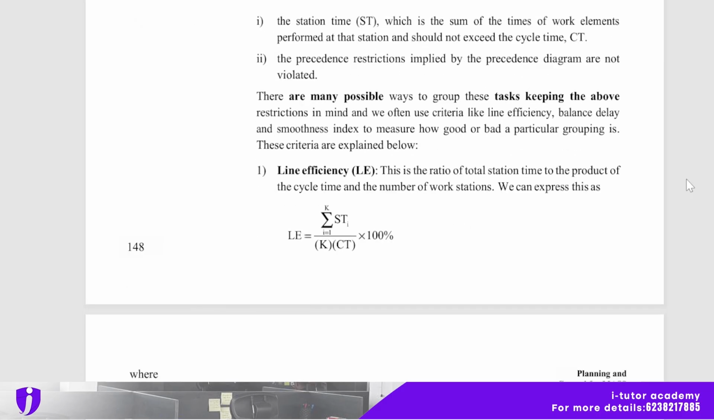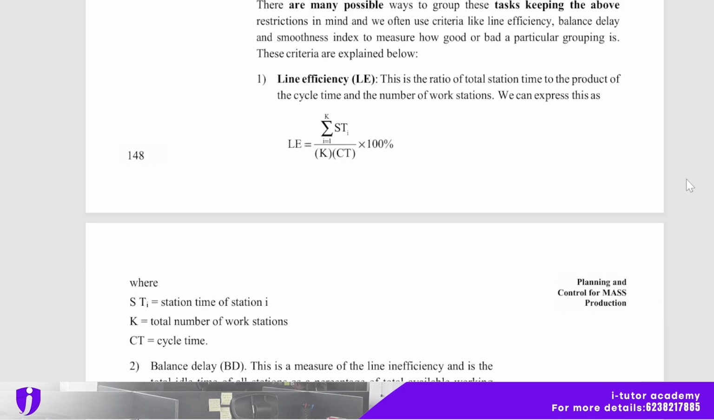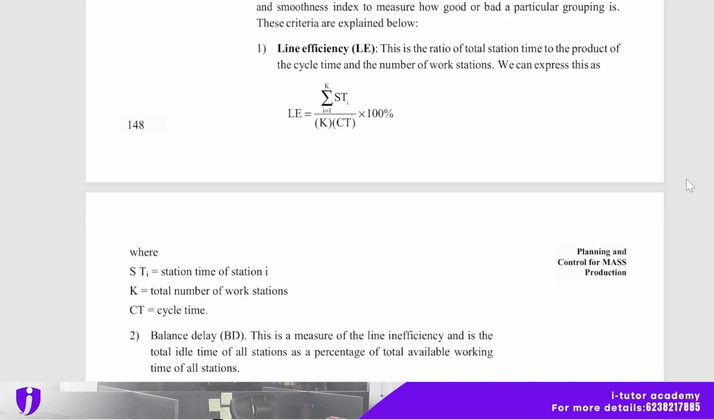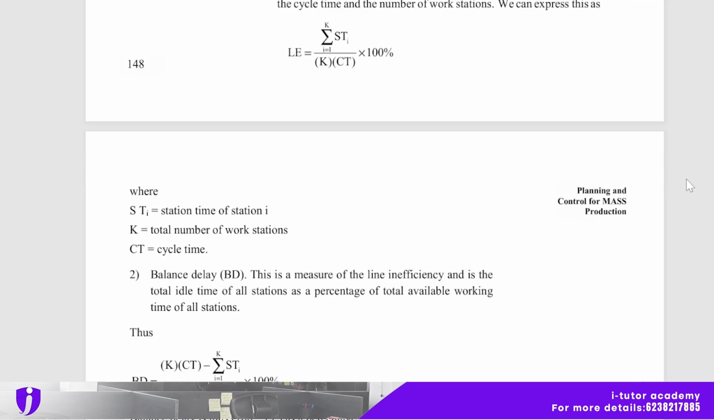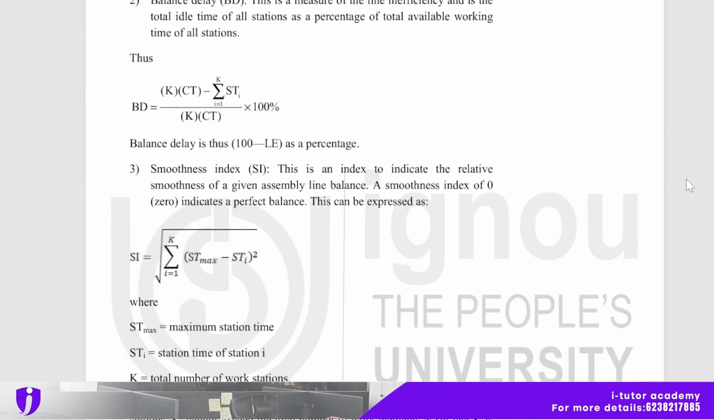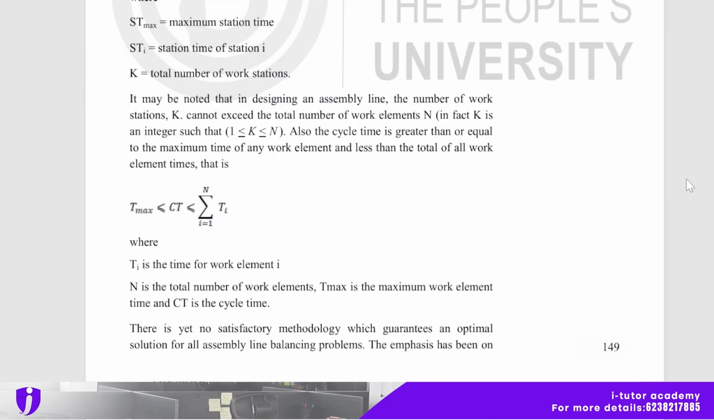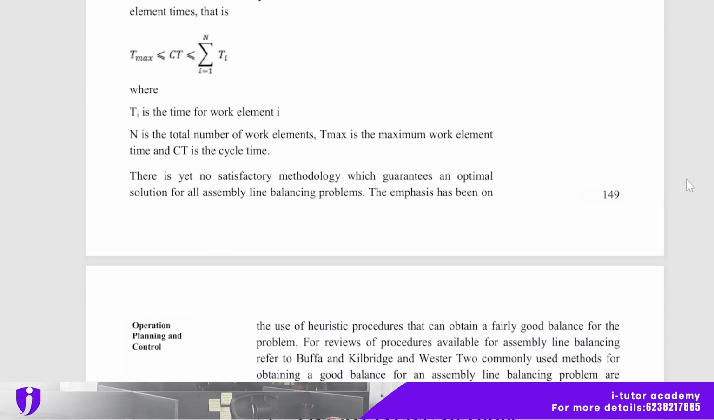There are many possible ways to group these tasks keeping the above restrictions in mind. We often use criteria like line efficiency, balance delay, and smoothness index to measure how good or bad a particular grouping is. These criteria are explained below, that is line efficiency, LE. This is the ratio of total station time to the product of the cycle time and the number of workstations. Here is the equation for that. Please refer to all these in your IGNOU study material, so it will help you more.